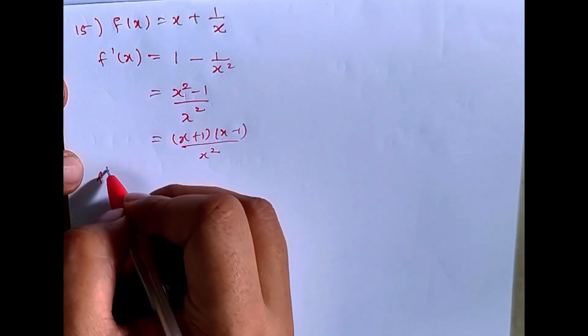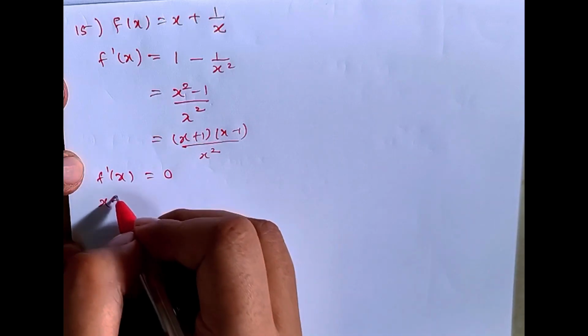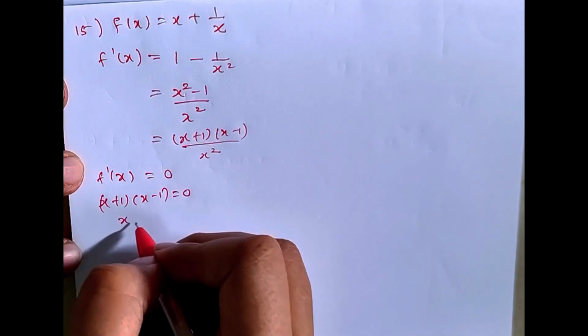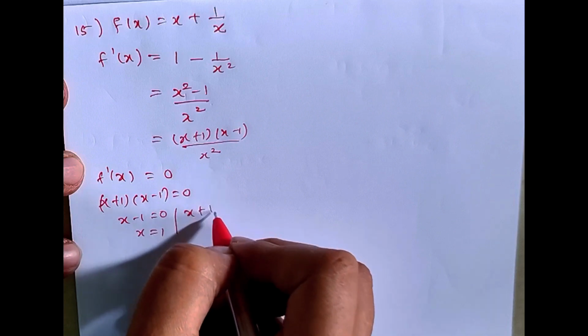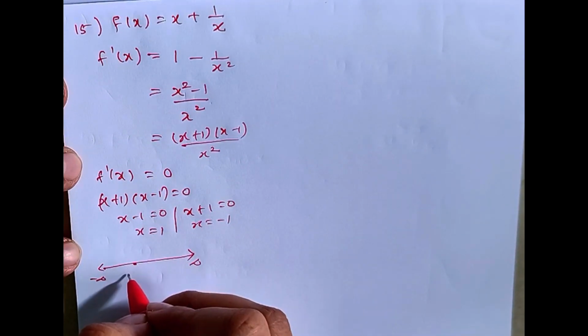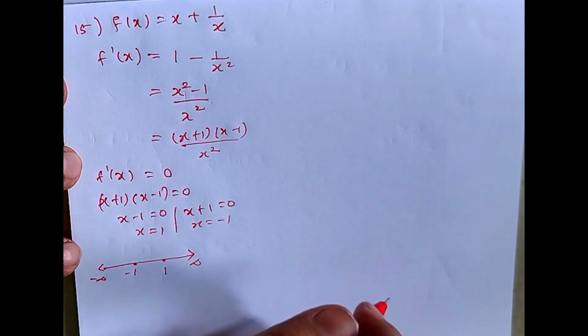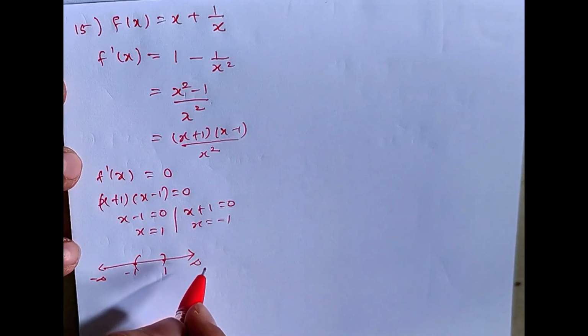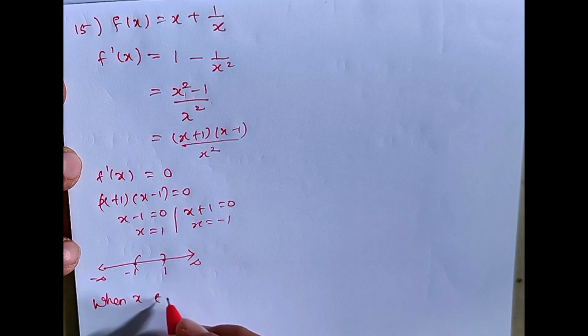So when we equate f dash of x equal to 0, we get x plus 1 into x minus 1 equal to 0. That is x minus 1 equal to 0, x is equal to 1, and x plus 1 equal to 0, x is equal to minus 1. On the interval minus infinity comma infinity, we get minus 1 and 1. So we get the intervals minus infinity comma minus 1, minus 1 comma 1, and 1 comma infinity. The intervals disjoint from minus 1 and 1 are minus infinity comma minus 1 and 1 comma infinity.